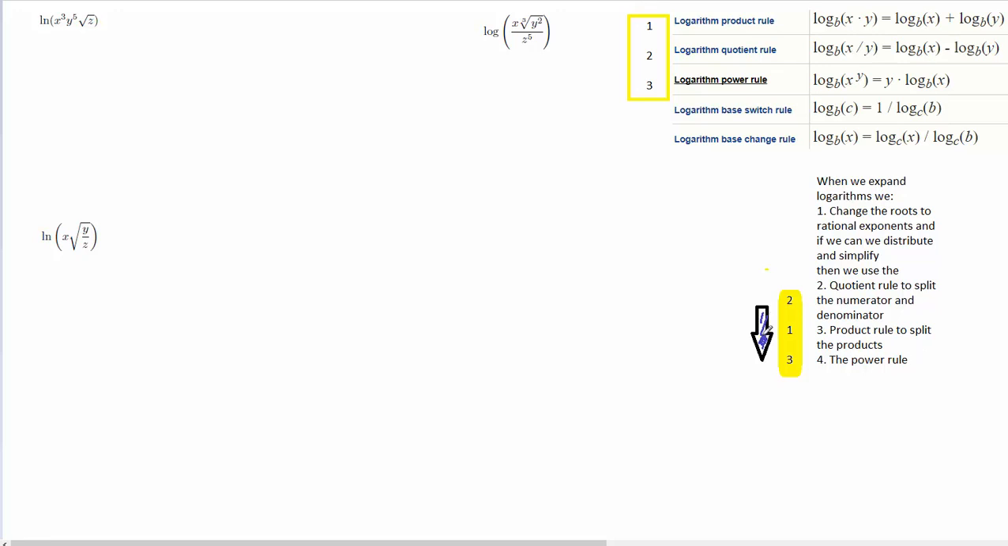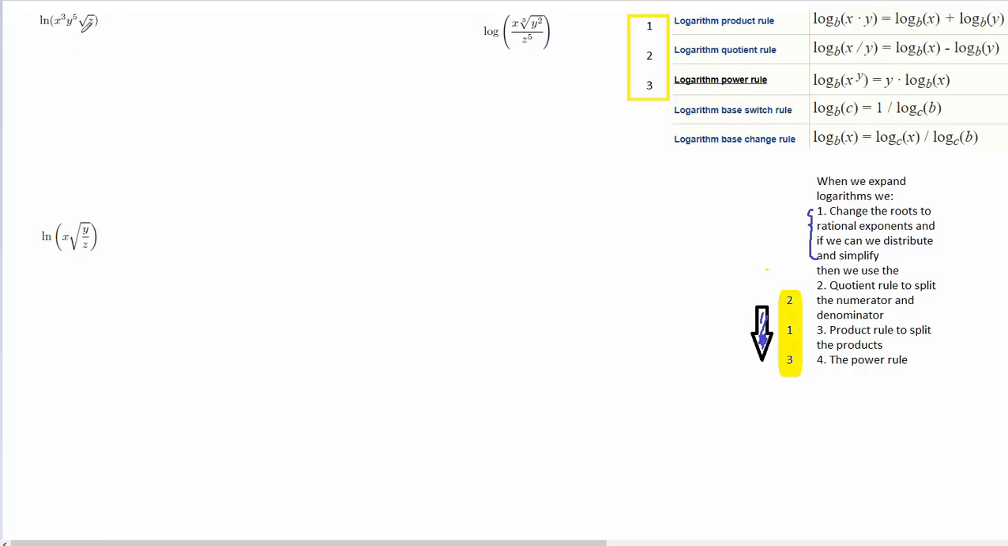What I also want you to remember is that if there are roots inside the arguments of the logarithms, then you need to try to simplify them by either distributing, or changing the root to a rational exponent, then distribute and simplify. So let's start with this logarithm right here, ln, the natural logarithm, and let's work it out.